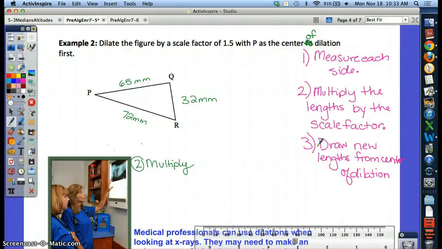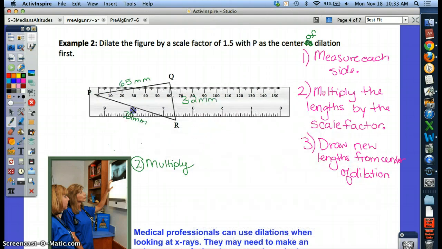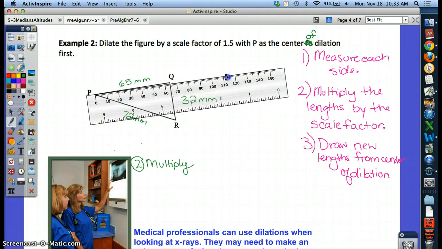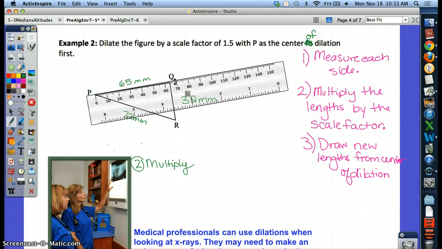So I already measured my side lengths, but that's going to be the first step. The first step is going to be to measure each side, and I already did mine, and I measured mine in millimeters. You can measure really in whatever you want, okay? So when I lined this up, I saw that P to Q, from 0 up, was 65 millimeters, from P to R was 72 millimeters, and from Q to R was 32 millimeters.